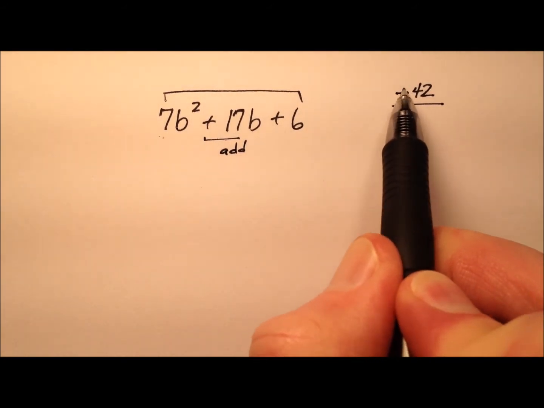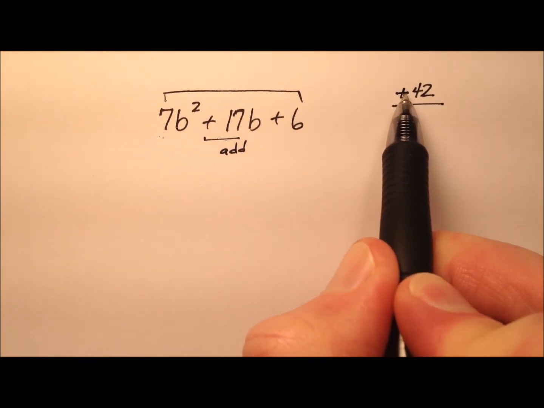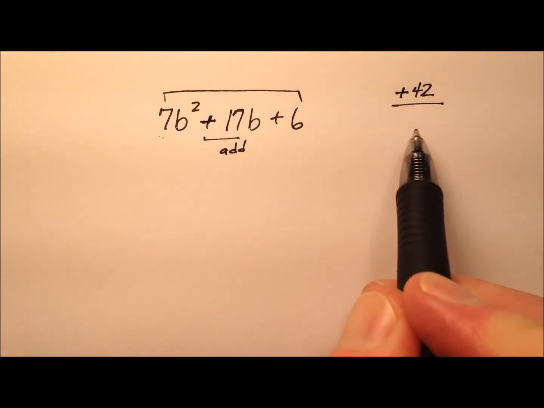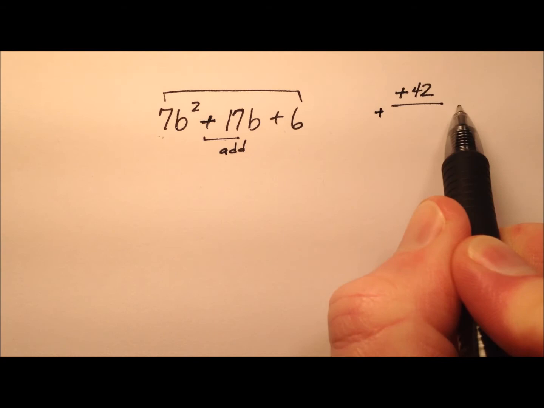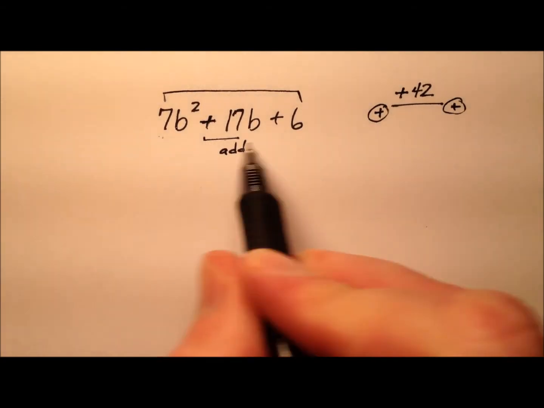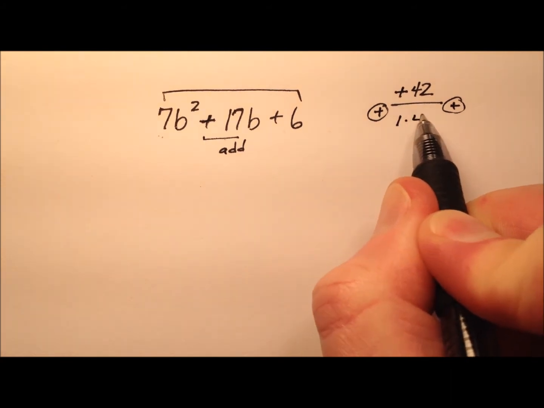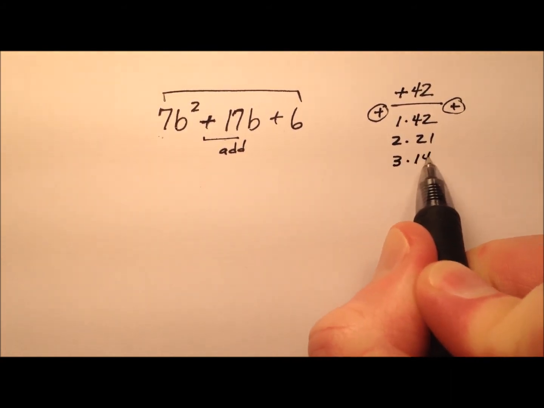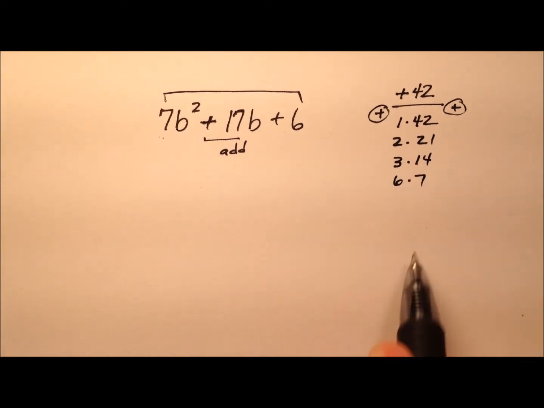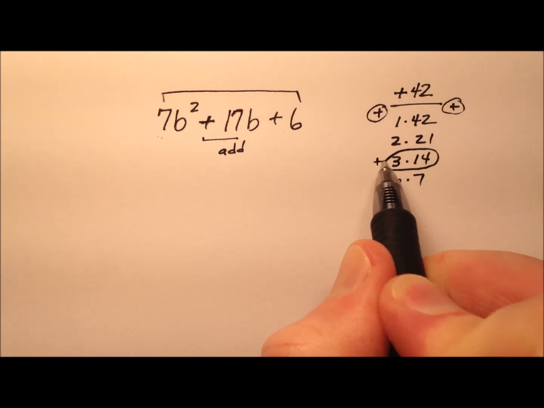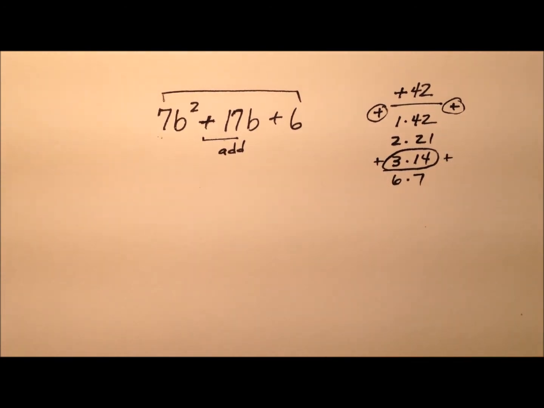Well, because the product is positive, we know the signs are the same, and because they add to make a positive, we know the signs are both positive. So we'll put two positives, one on the left, one on the right. So factors of 42 are 1 and 42, 2 and 21, 3 and 14, and 6 and 7. Well, 3 and 14 looks like that's going to be the ticket, and they're both positive.